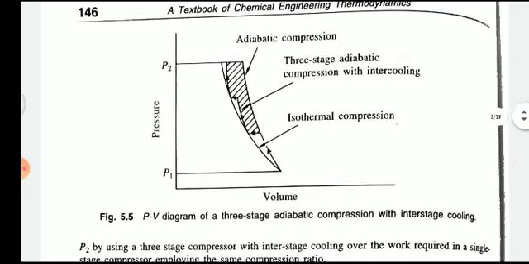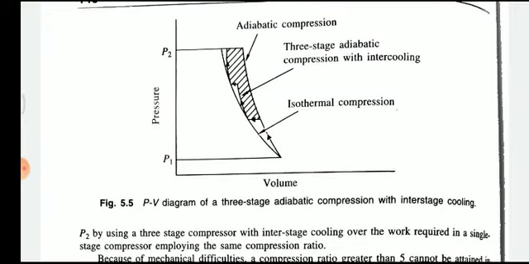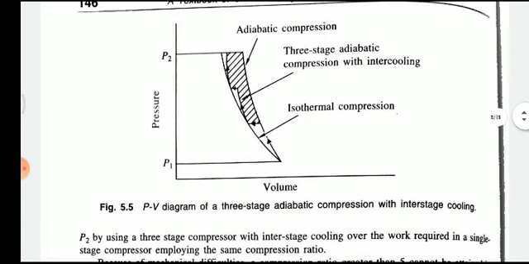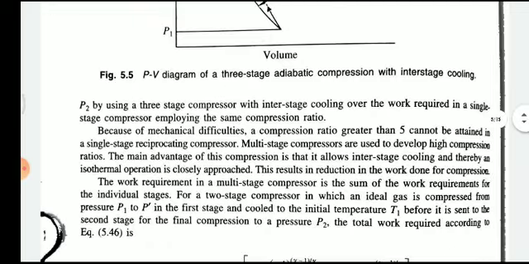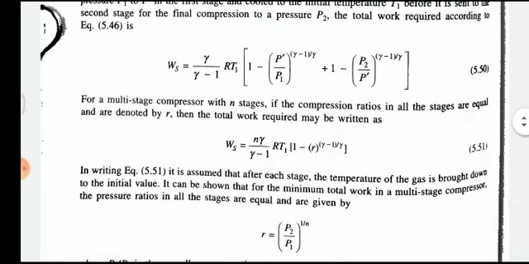And the PV diagram, exactly what happened in the PV diagram of three-stage adiabatic compression with interstage cooling. So P1 to P2, and here exactly isothermal expansion and isothermal compression, and then three-stage compression with intercooling. So the equation is over here.